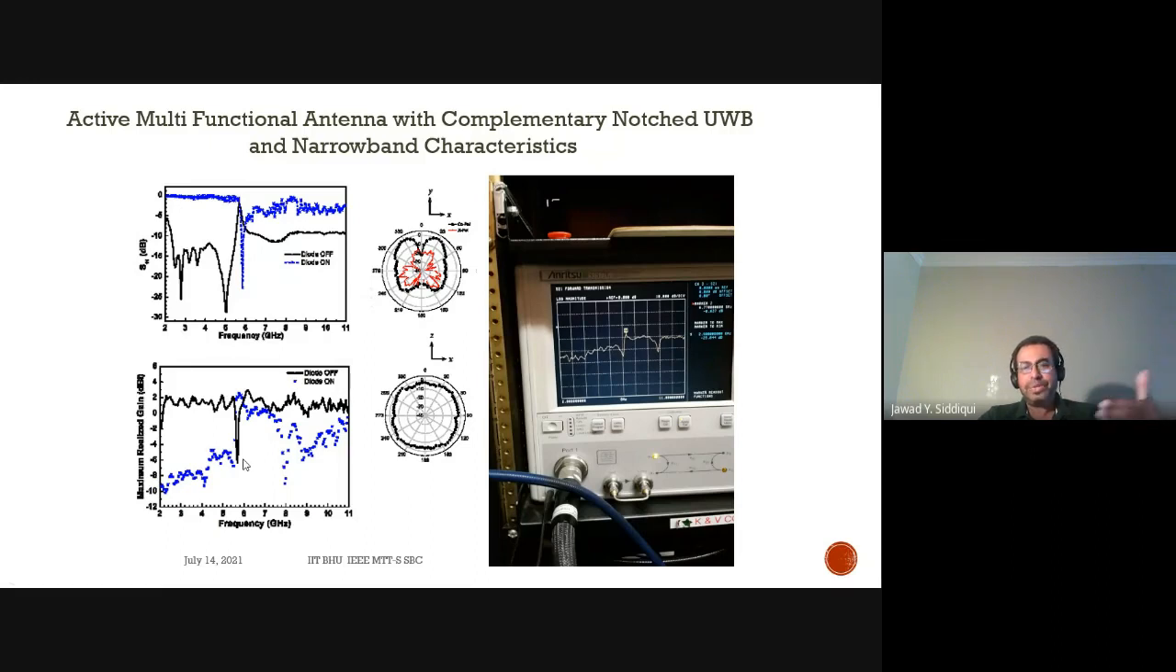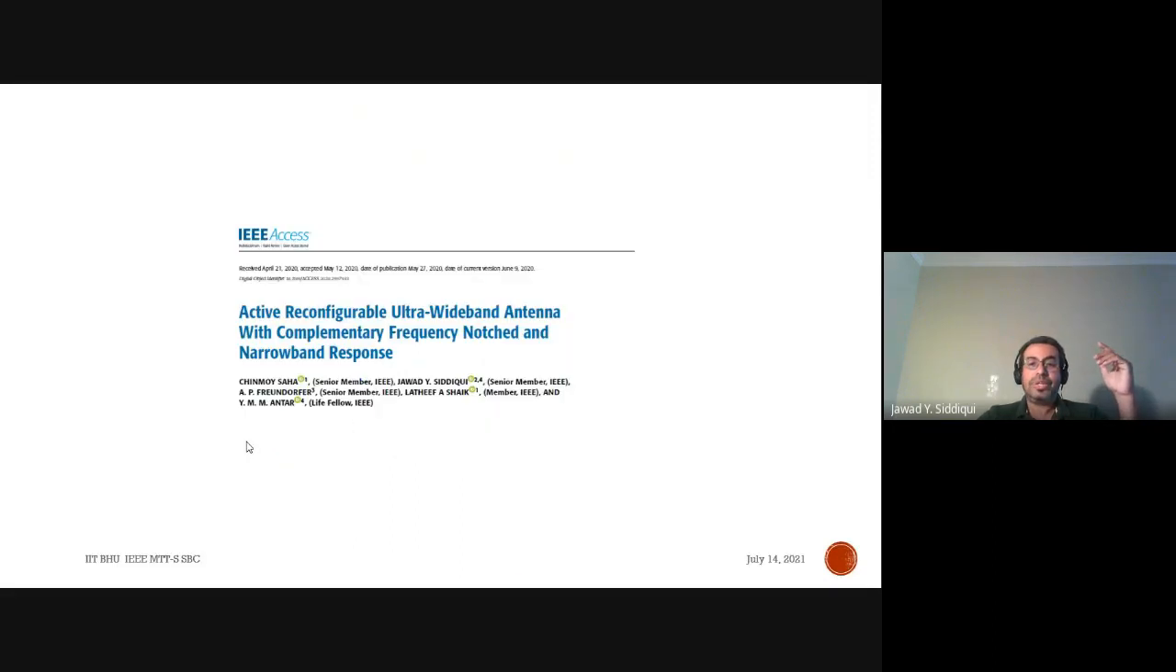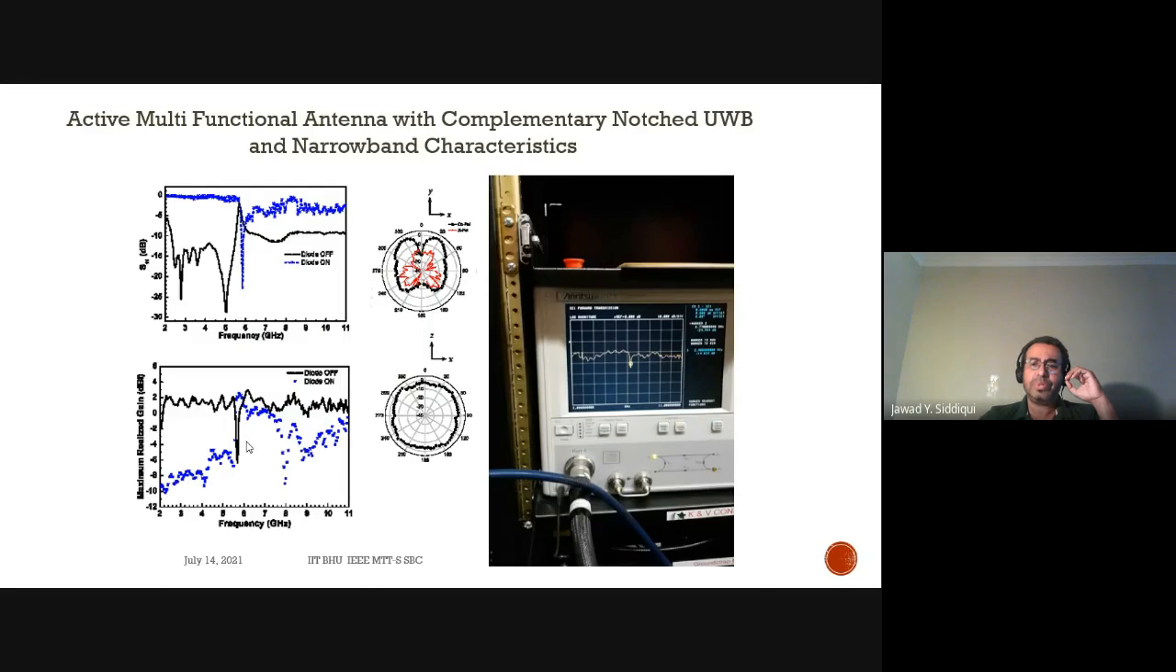When the current passes through the diode instead of the shorting post, and the PIN diode is active, it's basically radiating as a narrowband antenna. So that is the most interesting work, and it was published lately in IEEE Access with the title Active Trigger for Ultrawideband Antenna, Complementary Frequency Notch and Narrowband Responses.